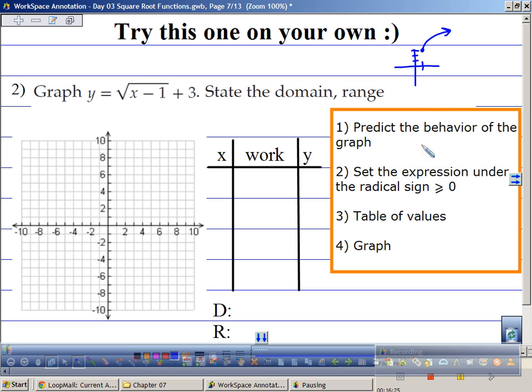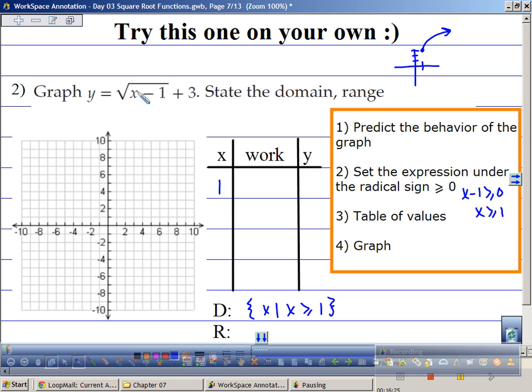So now that I've predicted, let's set the expression under the radical sign greater than or equal to 0. So x minus 1 greater than or equal to 0 is x must be greater than or equal to 1. Right? So since x has to be greater than or equal to 1, what's my domain? X must be greater than or equal to 1. You'll see it right now.